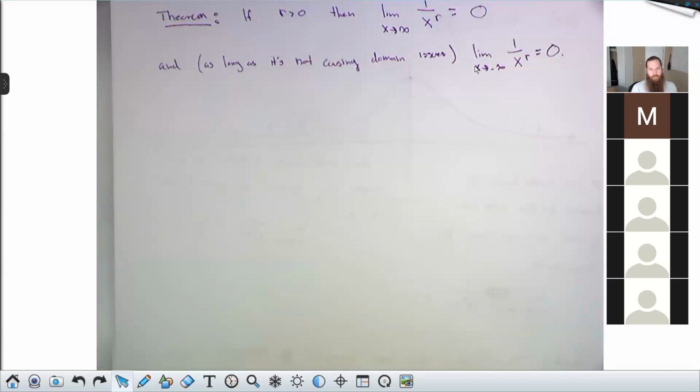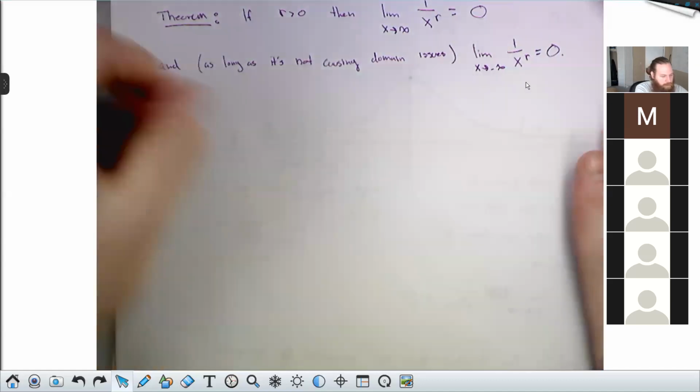And the same is true as x goes towards negative infinity. As x goes towards negative infinity, x to the R is going to become very, very large. It might be very, very large negative or very, very large positive, but it's going to be big. And if you divide 1 by a very, very big number, you will get a very, very small number. This theorem is one of our main tools for taking limits at infinity.